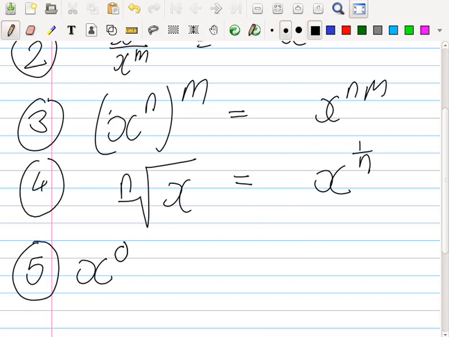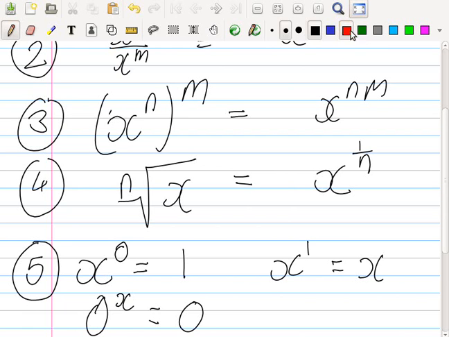X power 0, what does that equal? Does anyone know? 1. And then x power 1, what does that equal? X. And then the other thing to know is that 0 power x, what does that equal? 0. Now, I should also say that here we don't use 0. So the last thing to say in rule 5 is that this number here, 0 power 0, is not a number. And you can see why, okay?